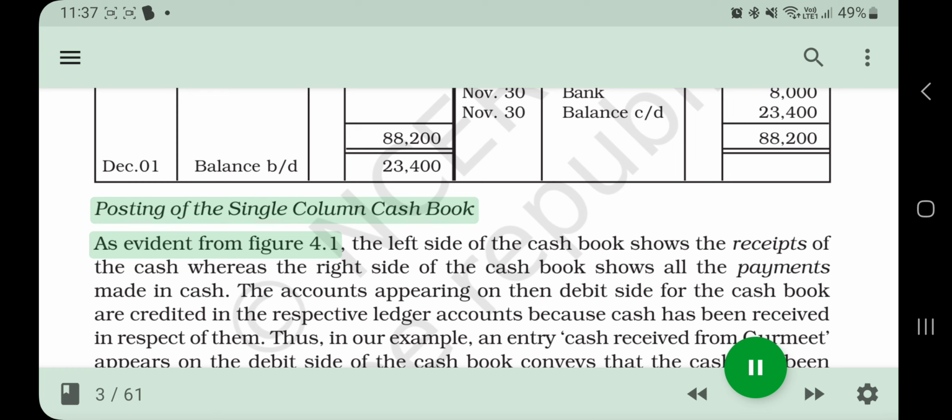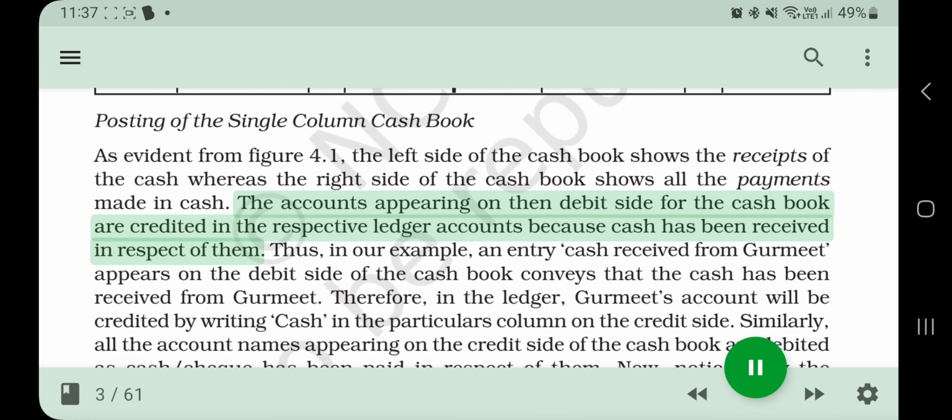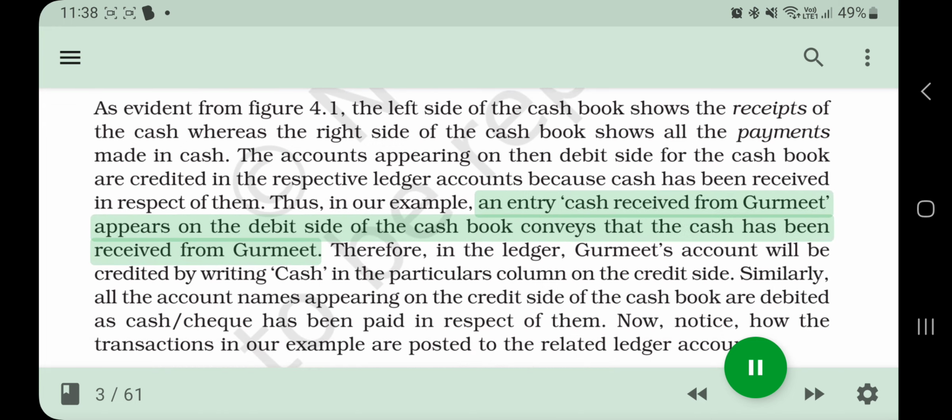Posting of the single column cash book, as evident from Figure 4.1: the left side of the cash book shows the receipts of the cash, whereas the right side of the cash book shows all the payments made in cash. The accounts appearing on the debit side of the cash book are credited in the respective ledger accounts because cash has been received in respect of them. Thus, in our example, an entry, cash received from Gurmeet, appears on the debit side of the cash book and conveys that the cash has been received from Gurmeet.